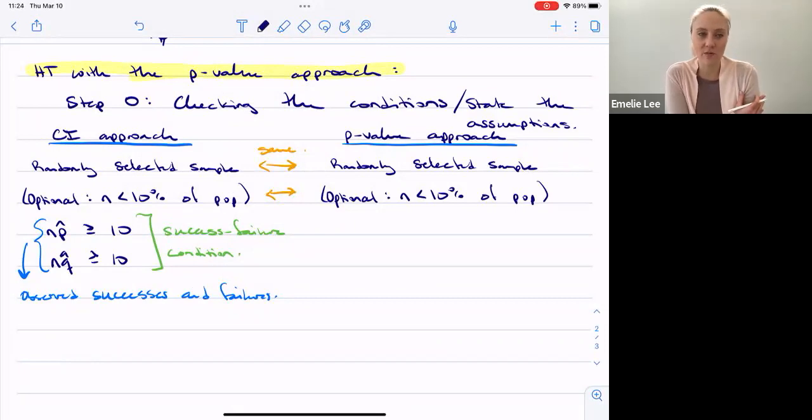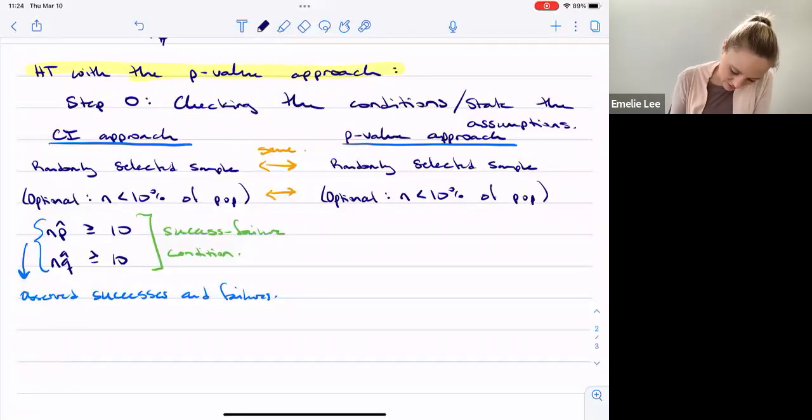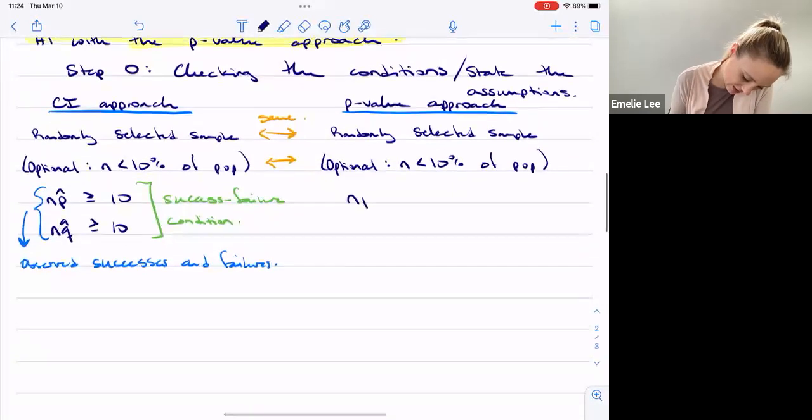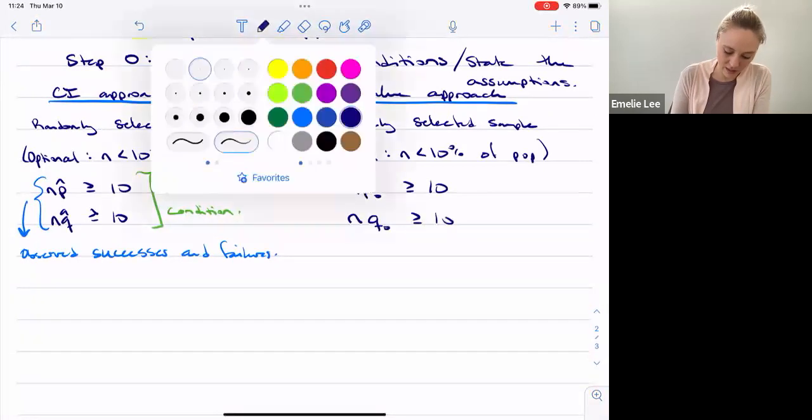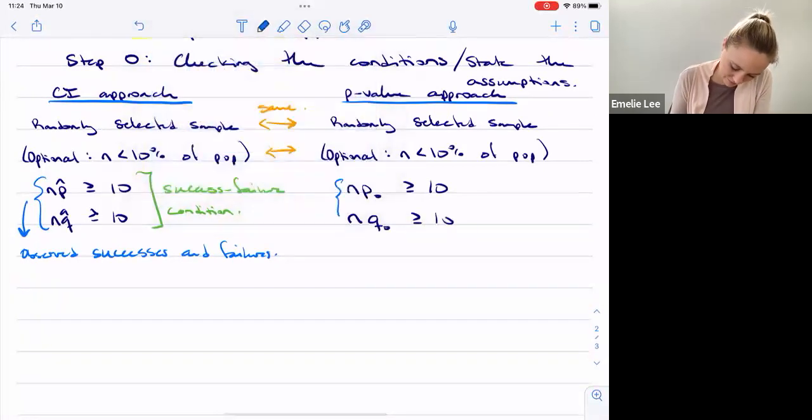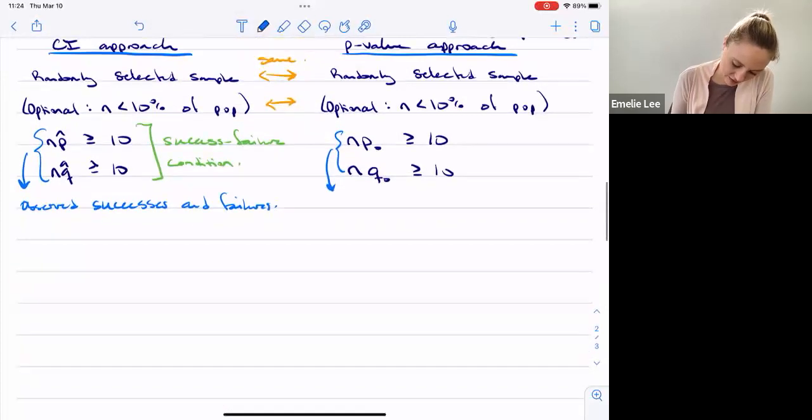Okay, so then the success failure condition is going to change just ever so slightly. Instead of the observed successes and failures, it's going to be the expected successes and failures. And the expectation comes from the null hypothesis. So we're going to check that N P naught is greater than or equal to 10, and N Q naught is greater than or equal to 10, right? And so here, these are the expected successes and failures.